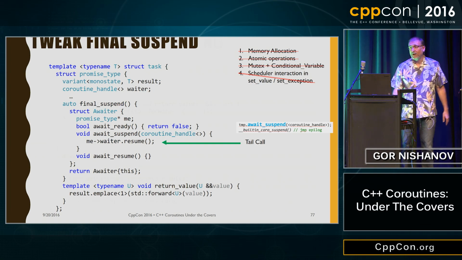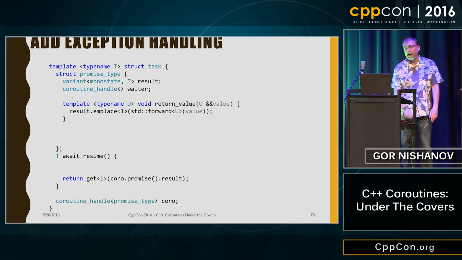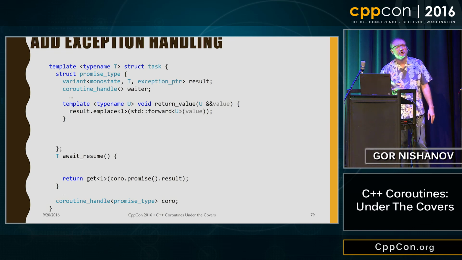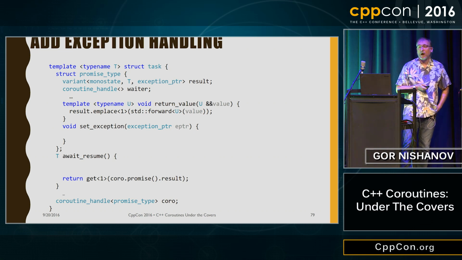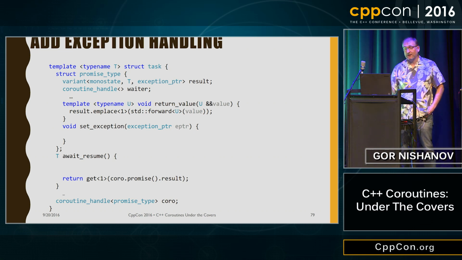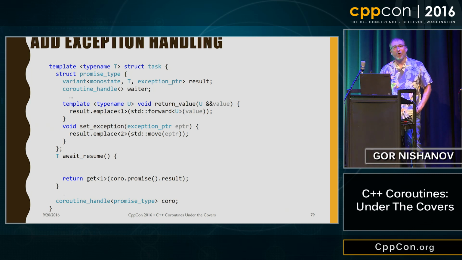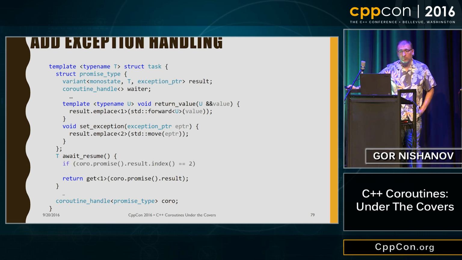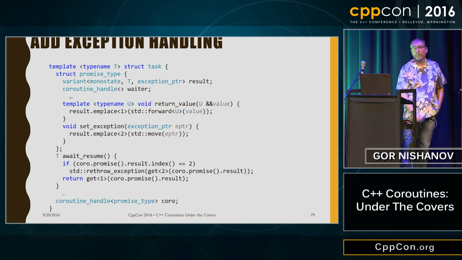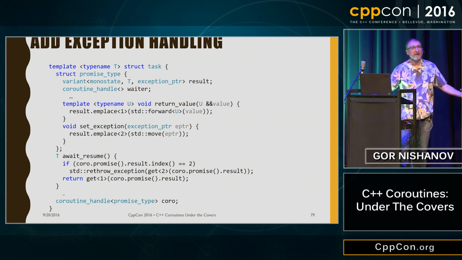So now we can call millions and millions of coroutines, one after another in this fashion, and we don't blow up the stack. And finally, to complete the picture, we need to take care of an exception. And how do we do it? Well, we need to add an exception pointer to our variant, and we need to add one more member to our coroutine promise. So now when an exception is caught, it will store it in the promise. And finally, in await resume, we will check. If an exception is stored, we will rethrow it. Done.